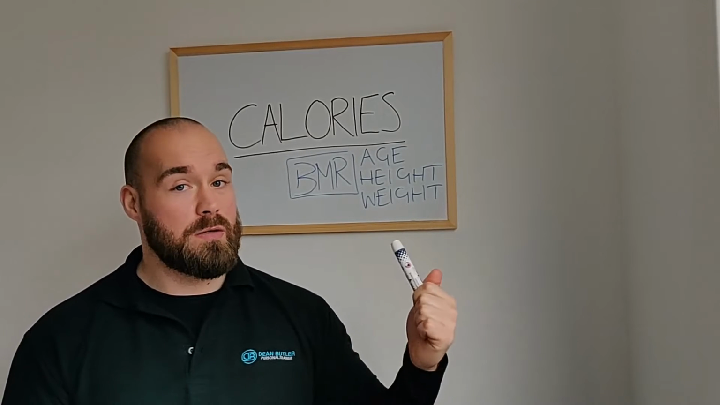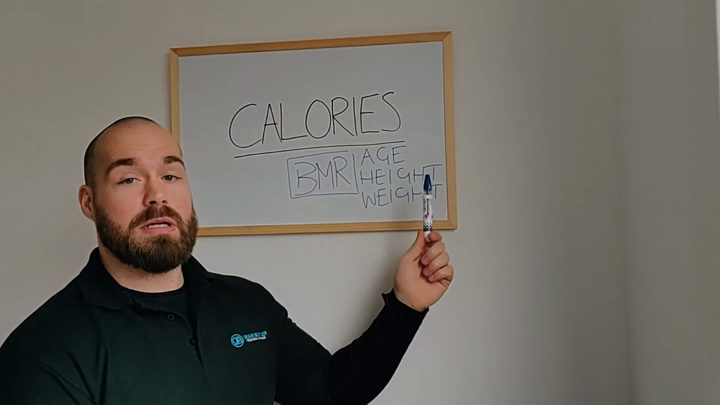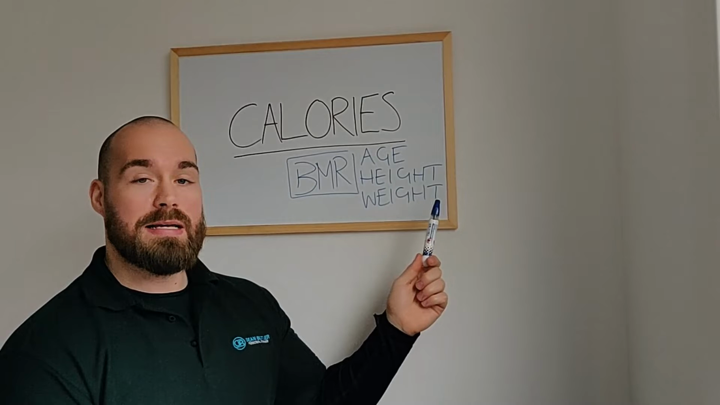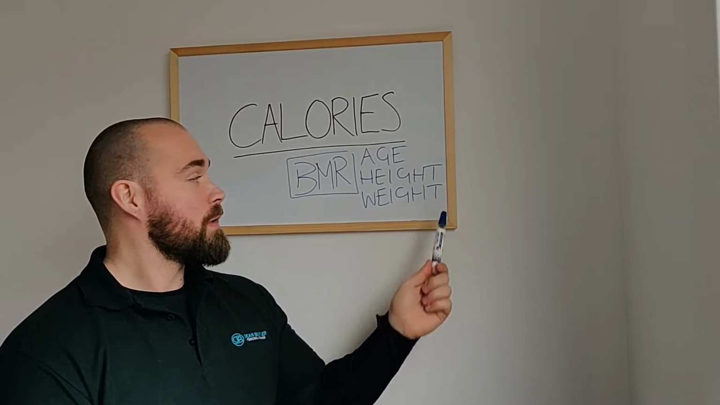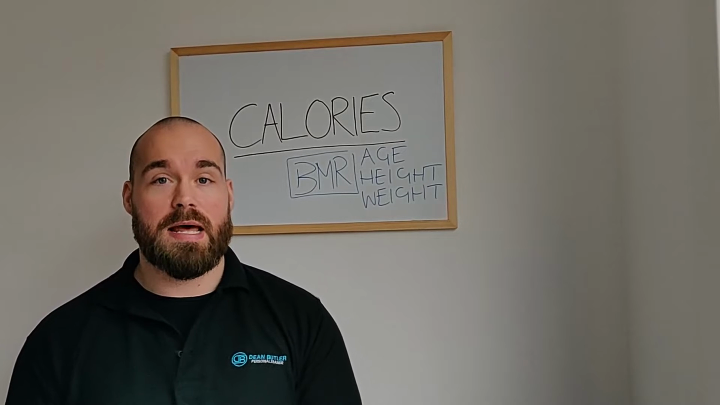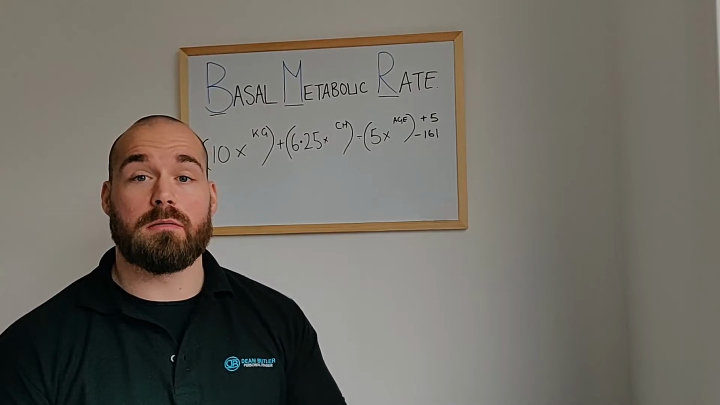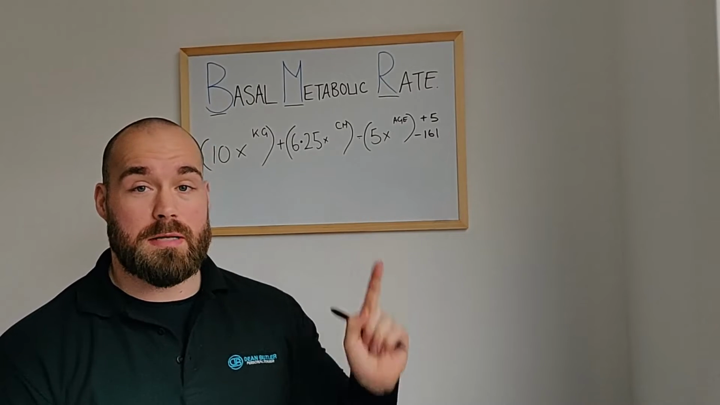So in order to calculate your BMR, you're going to need 3 pieces of information. You're going to need your age in years, your height in centimetres, and your body weight in kilograms. So if you haven't got those things now, write them down because you're going to need them for this equation. So BMR, or basal metabolic rate.